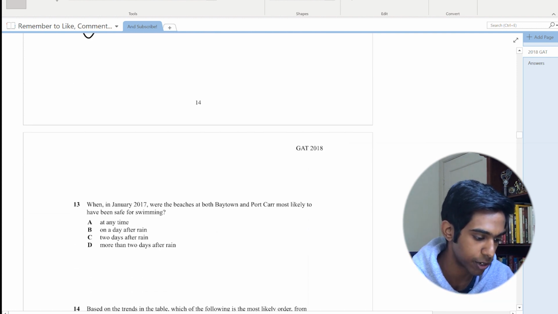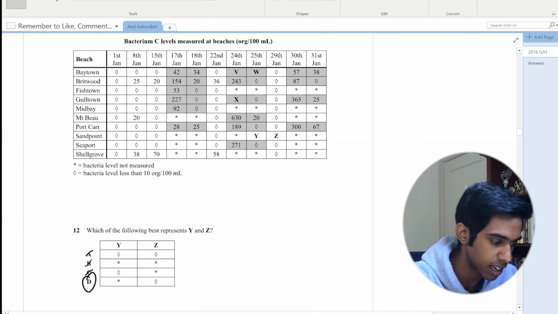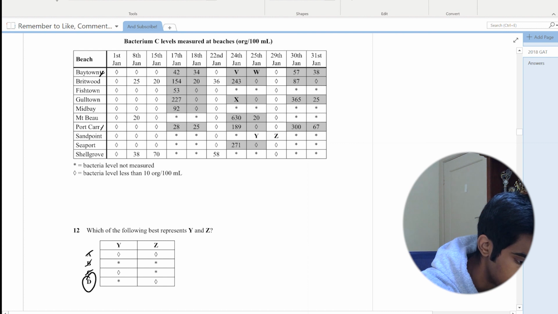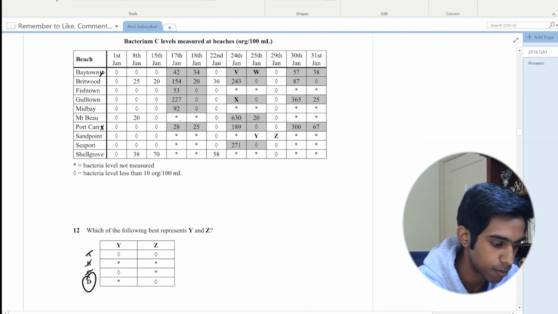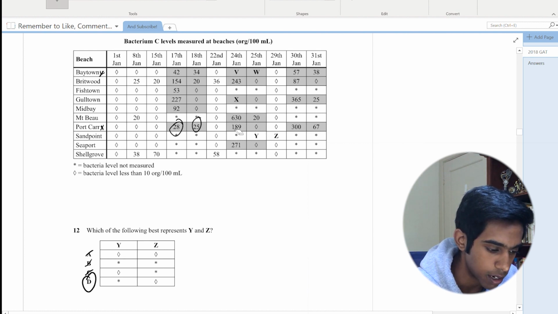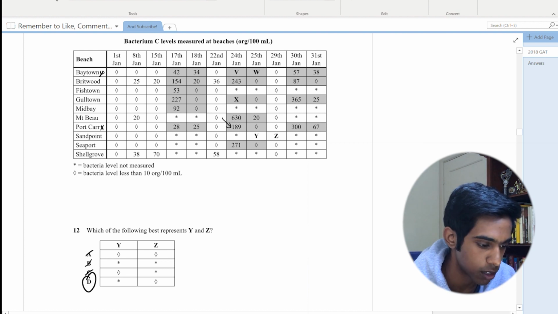So with 13, when in January 2017 would the beaches at both Baytown and Port Car most likely have been safe for swimming? Okay. So we'll look at Baytown, that's this one, and Port Car. So they would have been safe for swimming. Well, we see that they're safe. Port Car is safe when it's below 30, so that is before, it only goes above when it's raining. So these ones are fine. But then we see that randomly on the 24th of January, it goes up a lot to here, which is interesting.